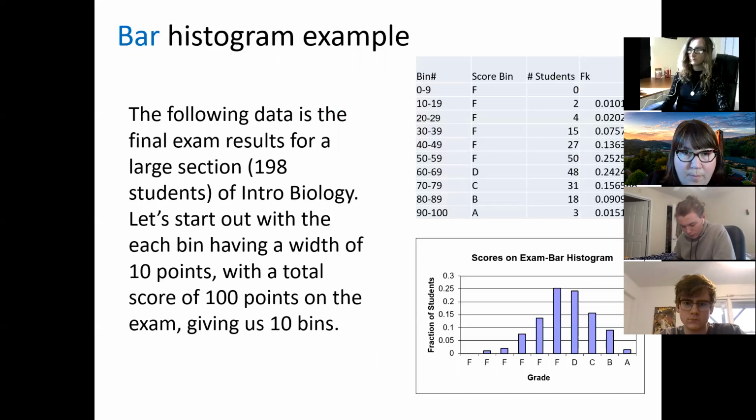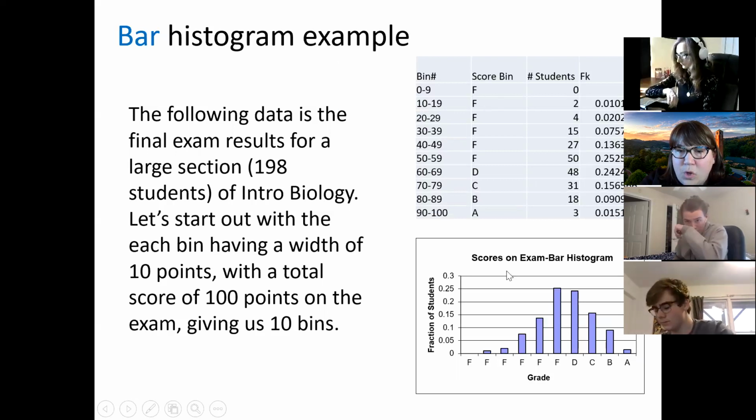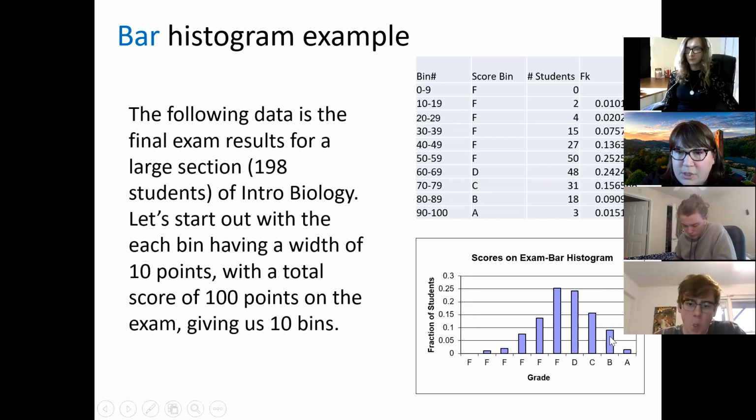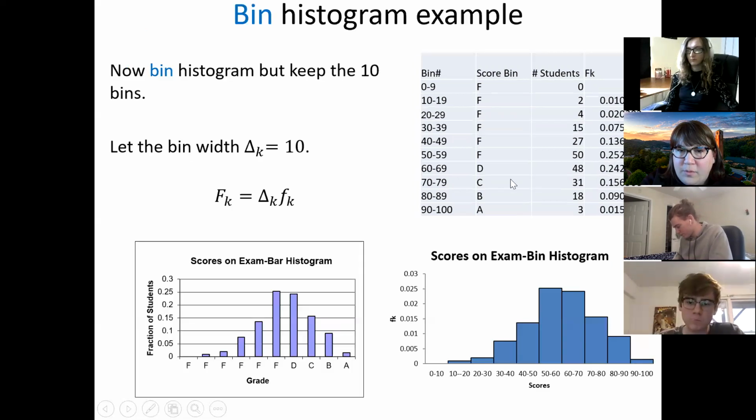So here's a bar histogram example. We have a whole lot of people, 198 students in an intro biology class. They have an exam, and this is showing us the exam scores on this histogram. Of course, we have fractional values on the y-axis for our bar histogram. Some population of students got A's and some population got B's and so on. So we see those fractions here. 25% roughly for the F, 50 to 59 range. And 27 students, or 13.6%, 14%, got within the 40 to 49 range for the F.